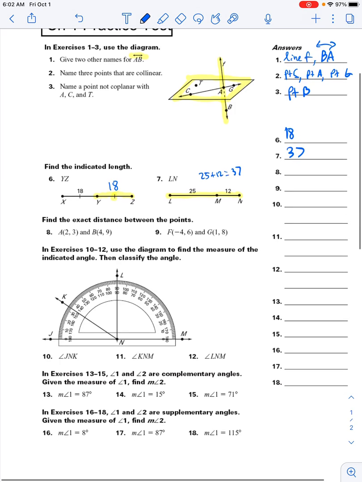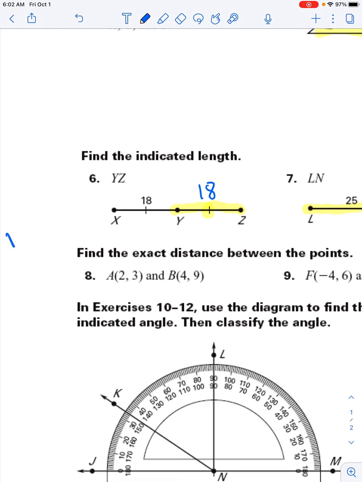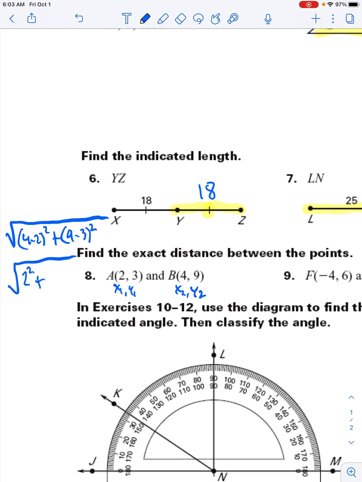Find the exact distance between the points. Okay, that's going to mean I need to use the distance formula. So my distance formula means I take my x values and I subtract them, and I take my y values and I subtract them. So I'm going to do 4 minus 2 squared plus 9 minus 3 squared. 4 minus 2 is 2. 2 squared plus 9 minus 3 is 6. 6 squared. 4 plus 36 equals the square root of 40.